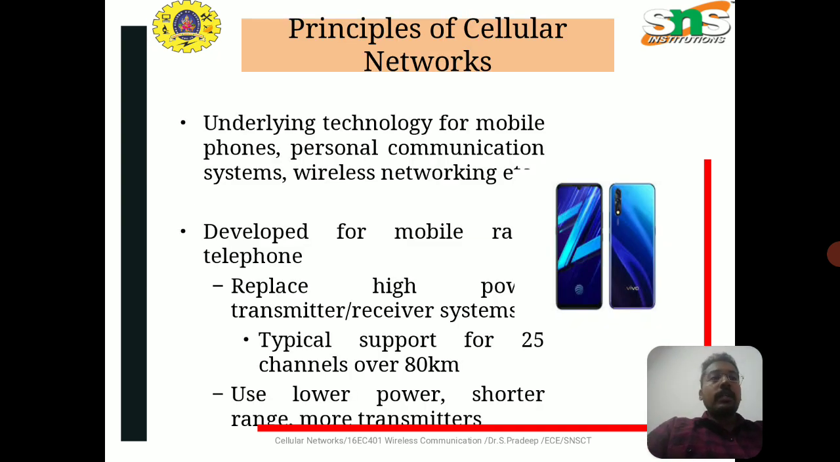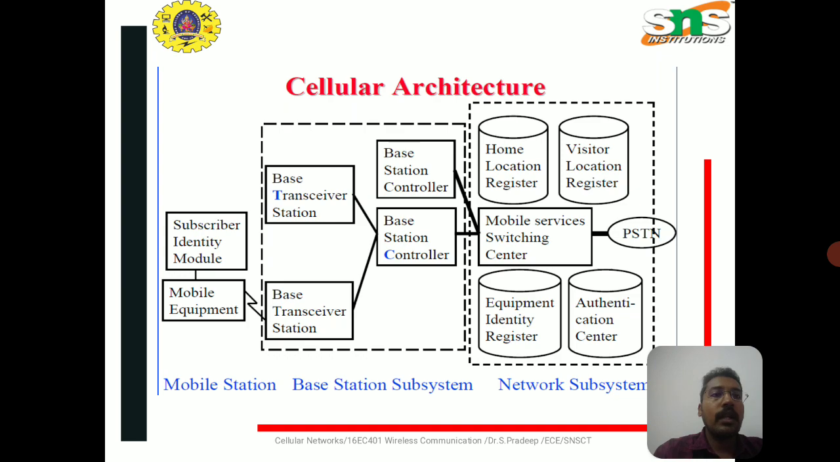The principle of cellular network. It is the underlying technology for mobile communication, personal communication systems, and wireless networking, developed for mobile radio telephones. It replaces high power transmitter receiver systems. Typical support is for 25 channels over 80 kilometers. It uses low power, short range and more transmitters. The cellular architecture is shown in this figure.